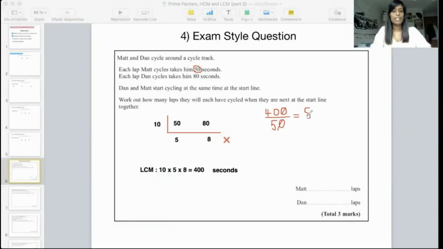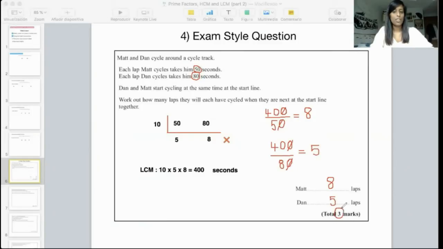So you know that for Matt, he's done 8 laps by the time they overlap again and they start at the same time. For the second person, for Dan, you have to do 400, but now you must divide by his number. So he takes 80 seconds per lap. So I'm going to divide that by 80. And again, cross out the zeros. That's why it's good to write it as a fraction. It's nice and simple. Cross out the zeros. And then how many 8s go into 40? And the answer is 5. So you know that Dan does 5 laps.